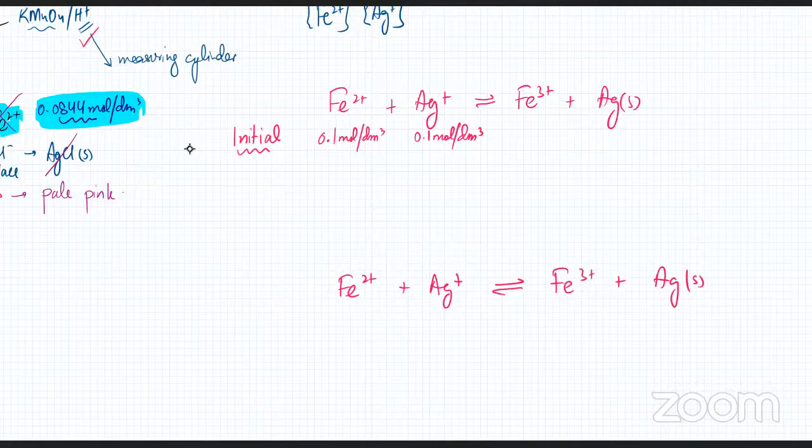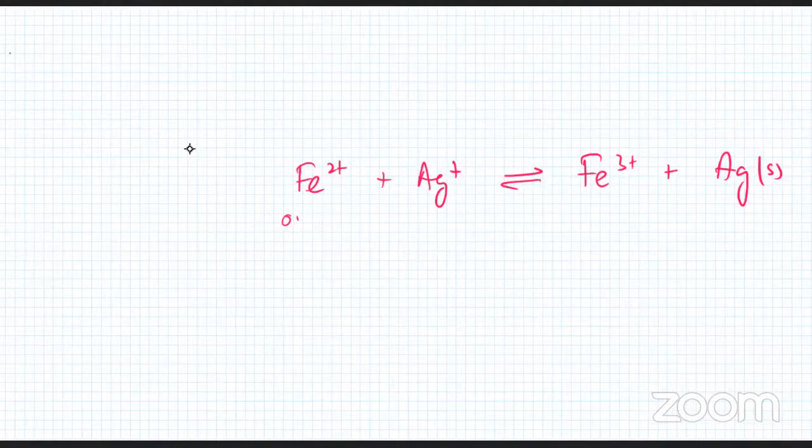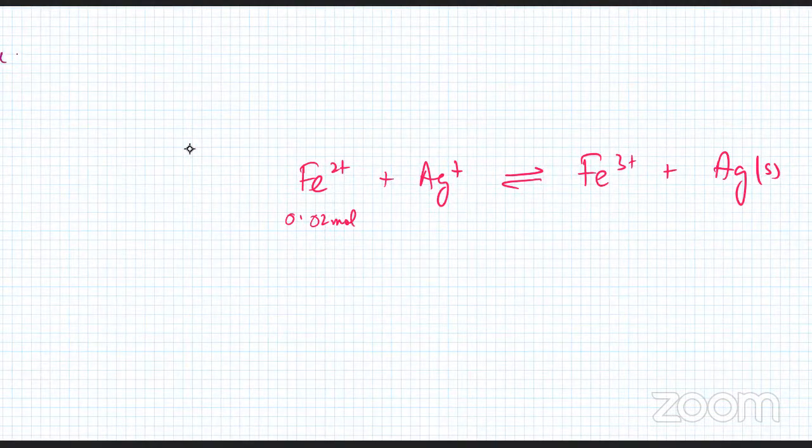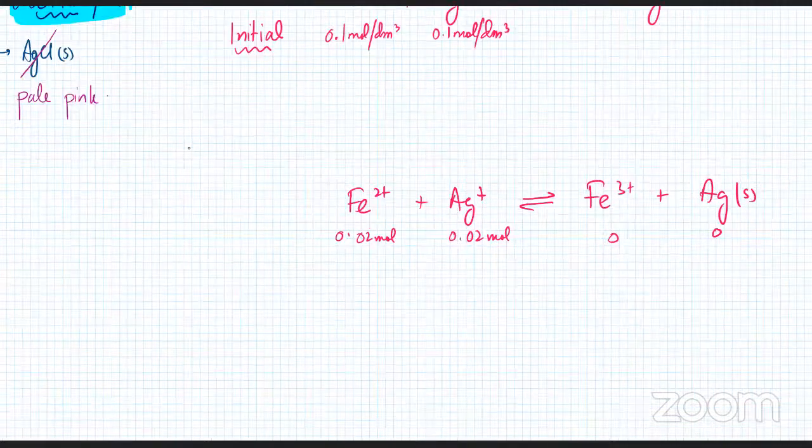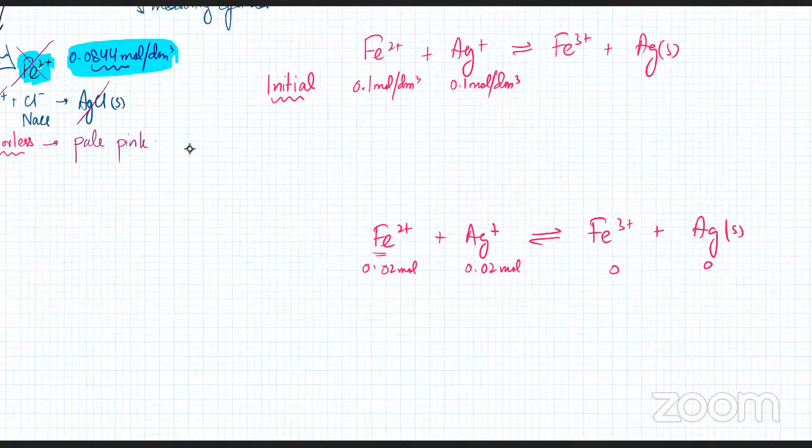So what we could have done was that we had how many moles? We had 0.02 moles, right? So instead of concentration, we could have solved it using moles. So our initial moles were 0.02 and these were 0 and these were 0. And then we had to find the moles at equilibrium.